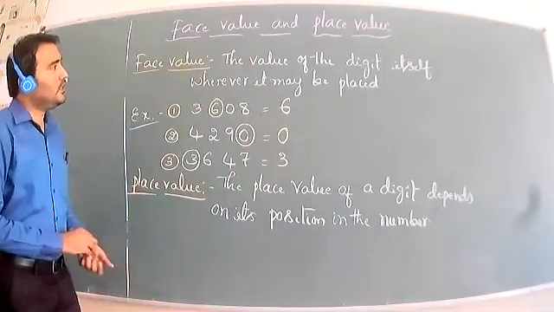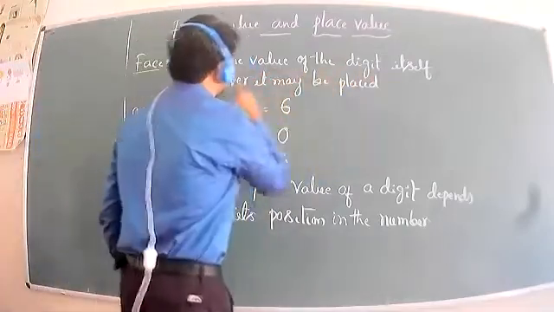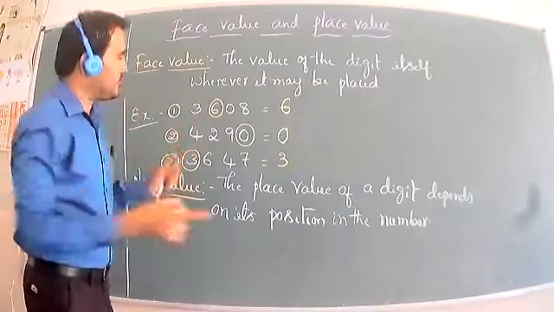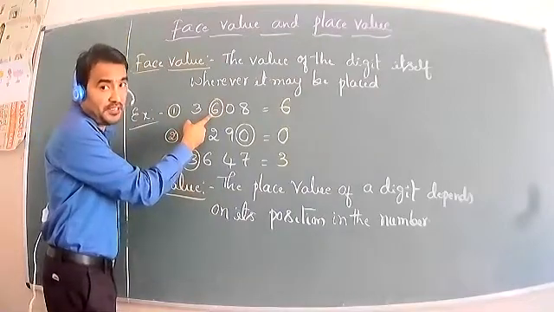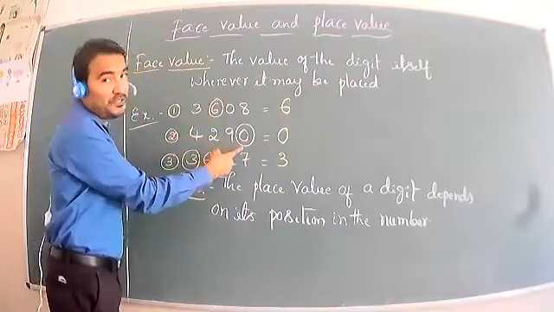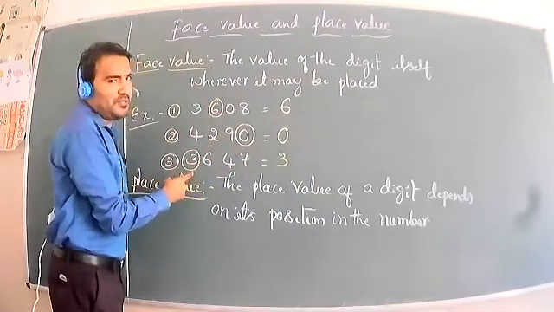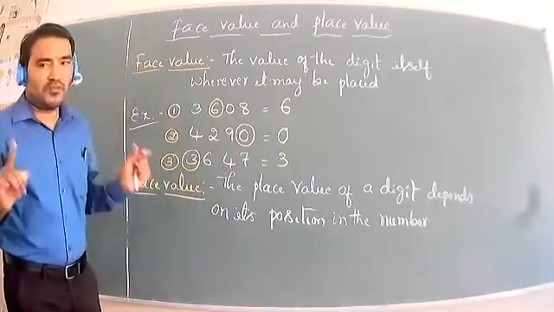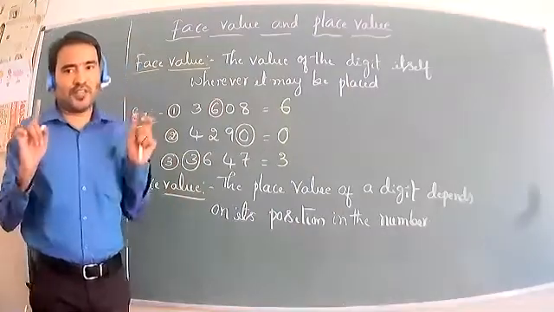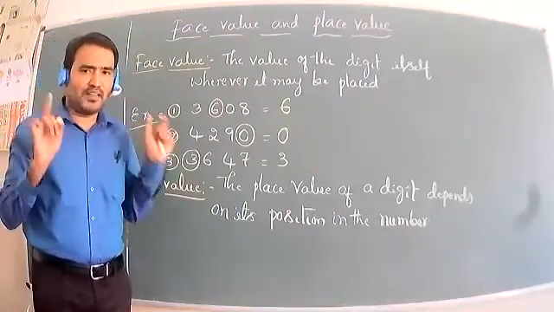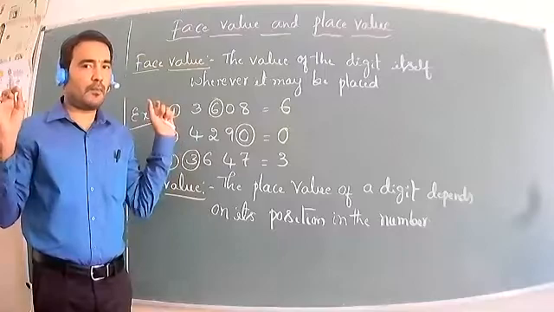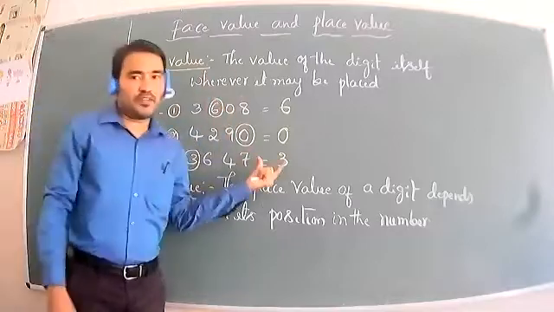Look at that, the value of the digit itself, wherever it may be placed. Whether it is placed in the hundreds place, the ones place, or the thousands place, the value is itself. That is called face value. Keep in mind, face value is a very easy concept. Did you understand the concept of face value?